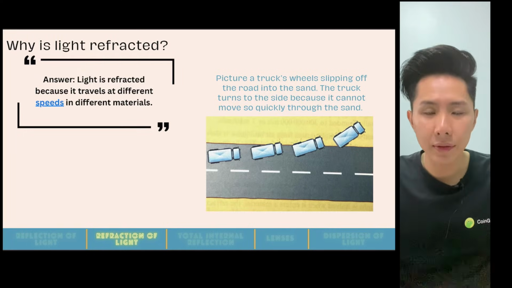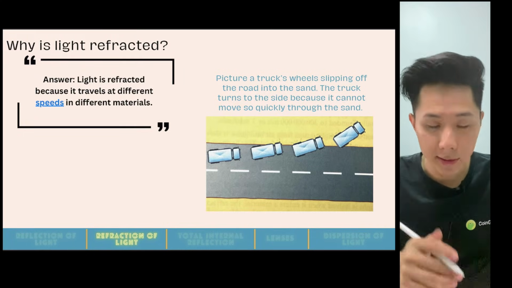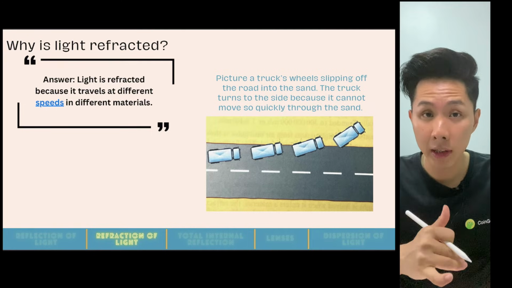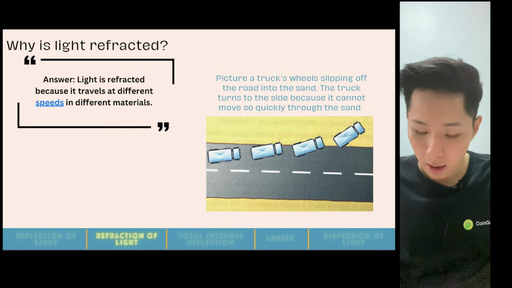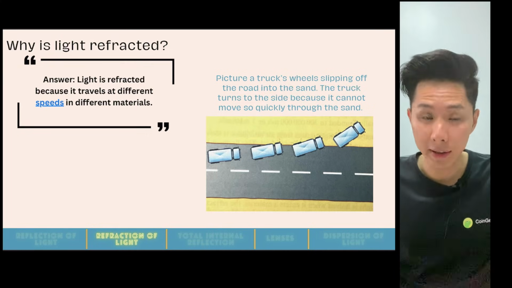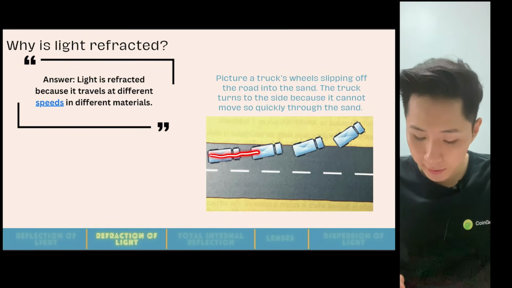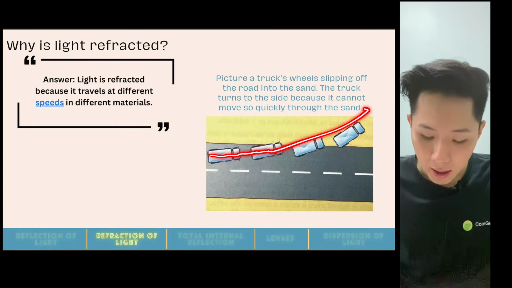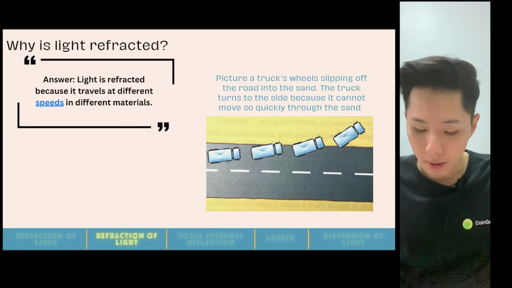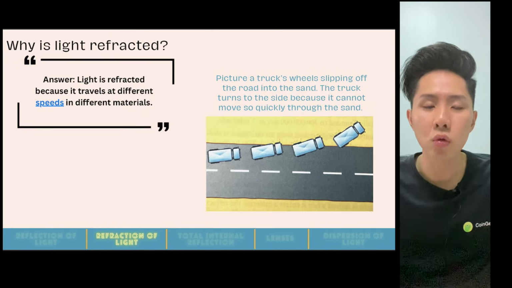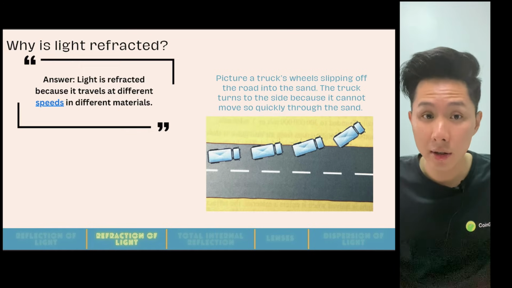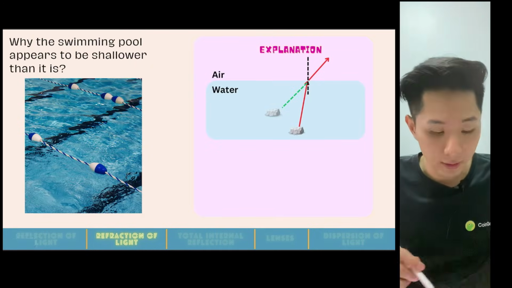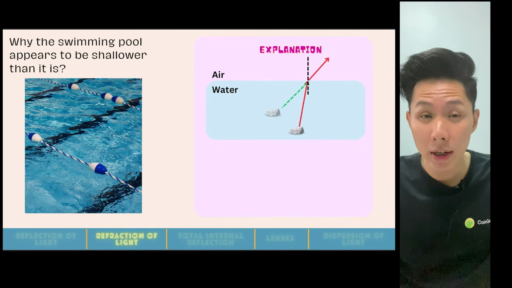And why does light even get refracted? The answer is because it travels at different speeds in different materials. To show you, this is something I got from a textbook. Just picture a truck wheel slipping off the road into the sand. It keeps moving until it suddenly loses control and moves into the sand. The truck will turn to the side because now it cannot move as quickly through the sand. This is to help you understand why refraction actually occurs. So there's another question: why does the swimming pool appear to be shallower than it is?